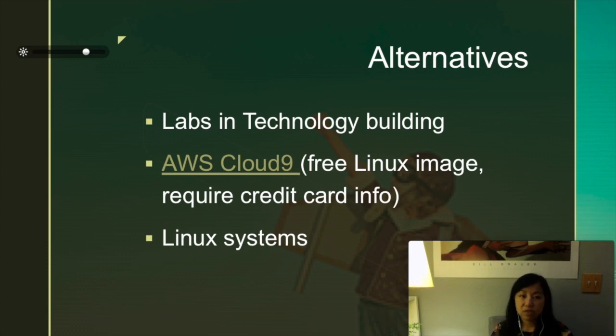Another option is AWS Cloud9. You can get a free Linux image if you know how to use Linux, of course, but it requires a credit card. I tried to sign up for a student account. It didn't work for me because San Jose City College is not part of their program. Notice that you give them your credit card information. It means that if you use certain services, it will charge you. But I believe if you are just using this for the assignment, you won't have to.